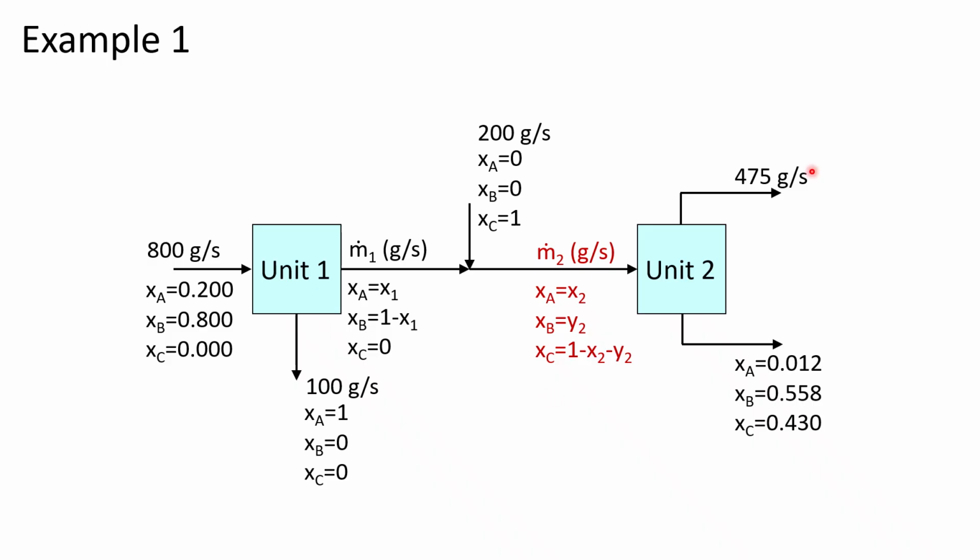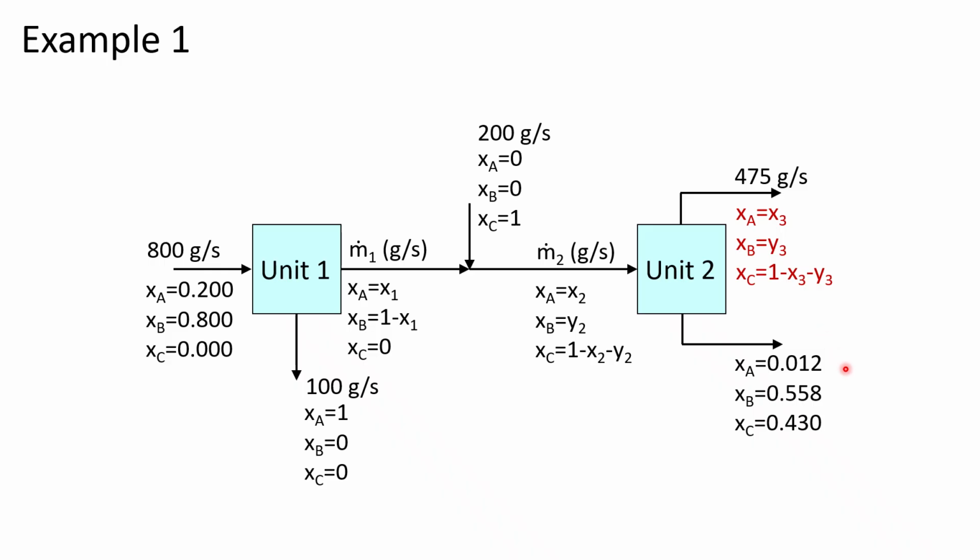Let's progress on to the top product from Unit 2. We see that there's an amount given, or flow rate given, but there's no composition data. So we'll have to use variables to represent the unknown values. So down below, we've represented the unknown composition of A as x3, the mass fraction of B as y3, and the unknown mass fraction of C as 1 minus x3 minus y3. Once again, the mass fraction of C can be written as you see here, because the sum of the mass fractions of A, B, and C must equal 1.